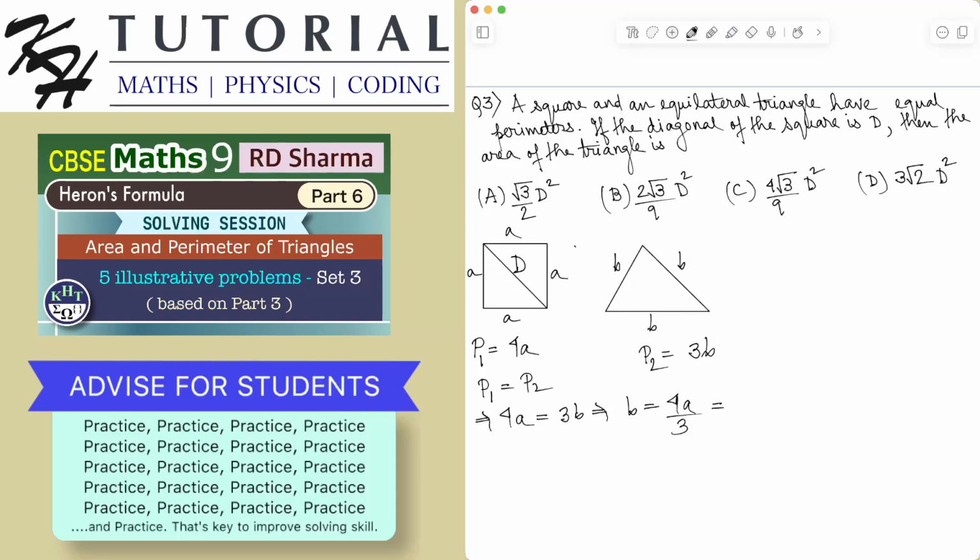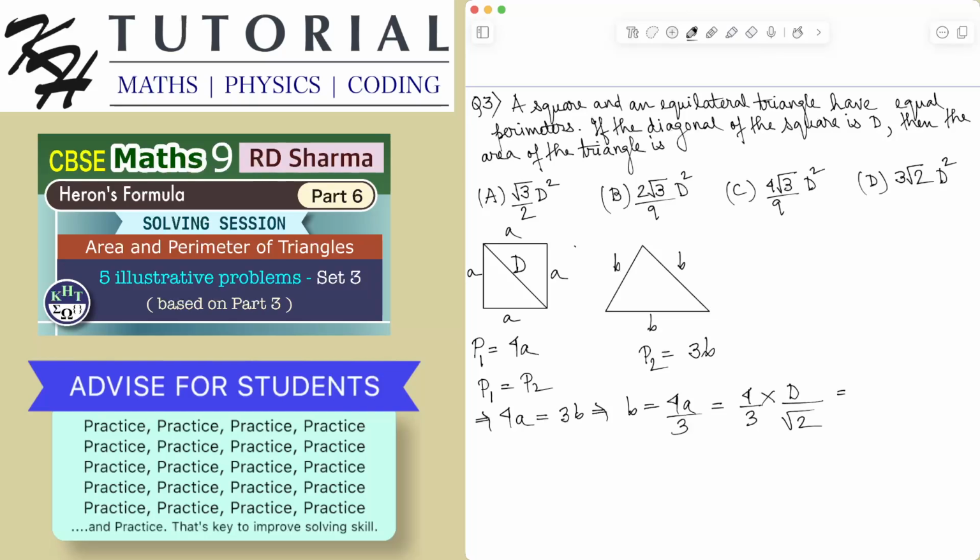Small a we have assumed to be the length of each side of the square. Only the diagonal of the square is given. We know that each side of a square is equal to its diagonal divided by square root of 2. So this is 4 by 3 multiplied by d by square root of 2.